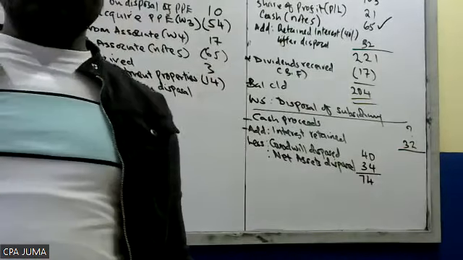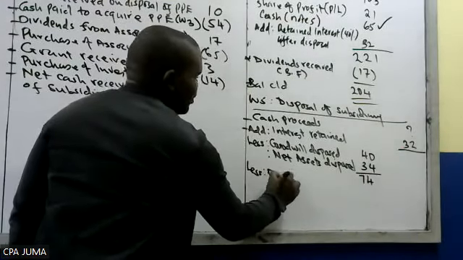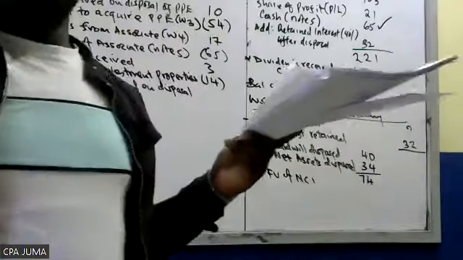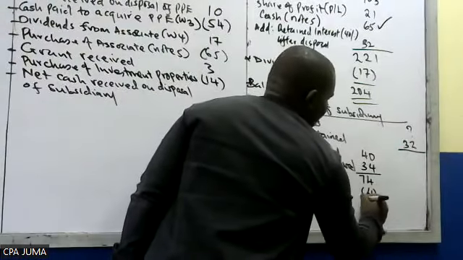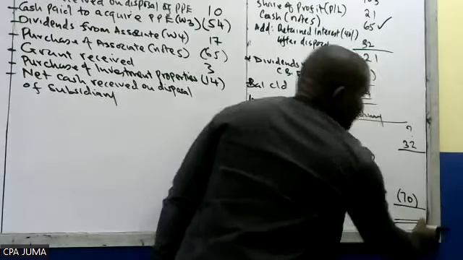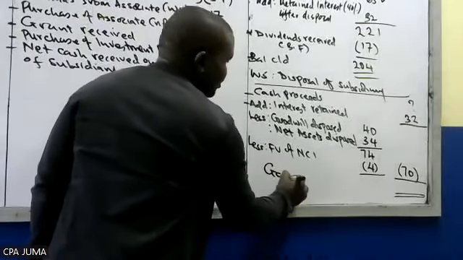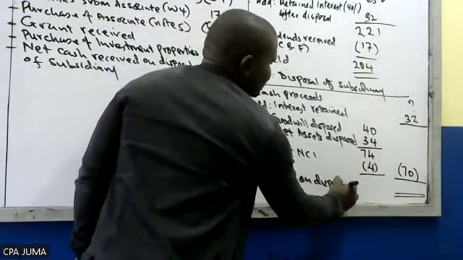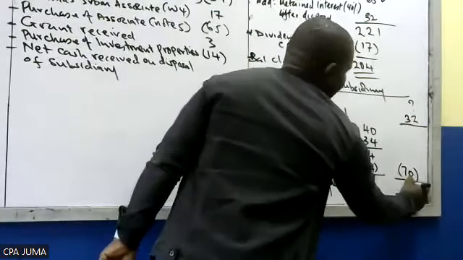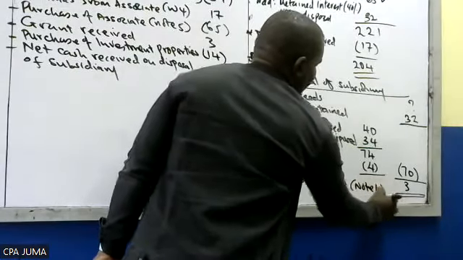But minority were also claiming. Less fair value of NCI. How much was the fair value of the minority that day? It was 4. So minority were claiming 4. So what you need to subtract is 70. When you subtract the 70, you get a gain or loss. But the examiner said there was a gain. How much was the gain? Gain on disposal, three. So they gave us a gain on disposal of three, note number four.